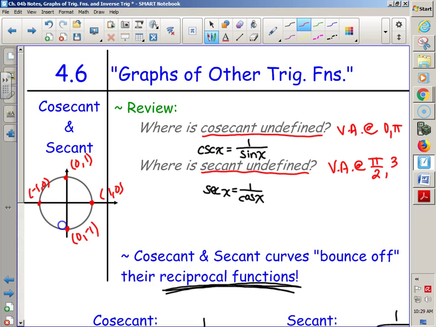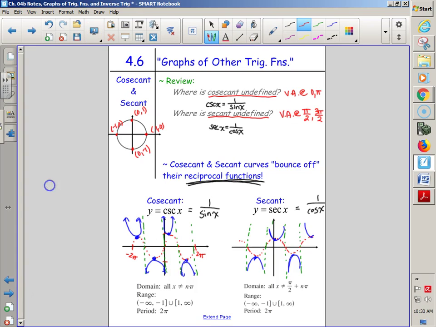So we can say pi over 2, 3 pi over 2. Or if you're on a Ferris wheel and you keep spinning, 5 pi over 2, 7 pi over 2, 9 pi over 2. So we could memorize that. Does that sound fun, though? Kind of? Okay. For those of you that like to memorize, do that. For those of you that don't like to memorize, didn't we just say cosecant is going to have vertical asymptotes at the zeros of sine? Didn't we just say secant is going to have vertical asymptotes at the zeros of cosine?